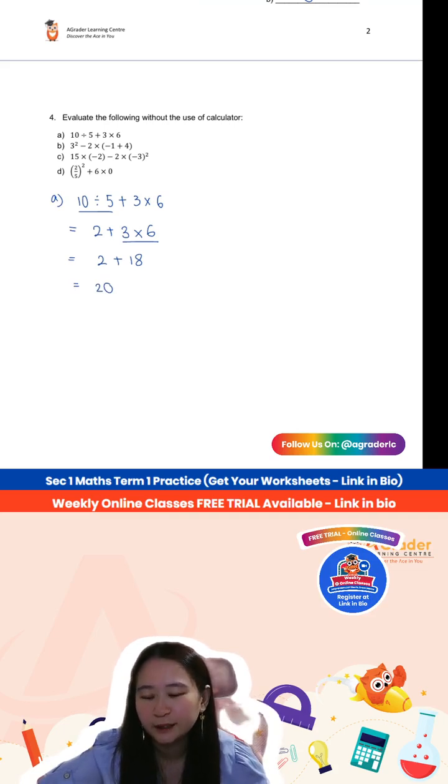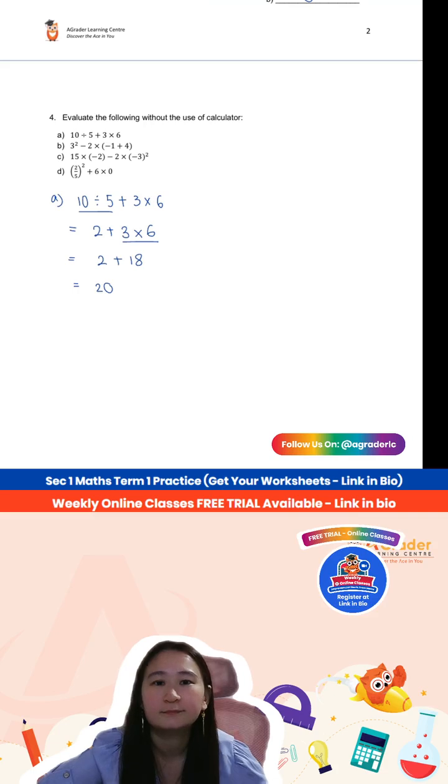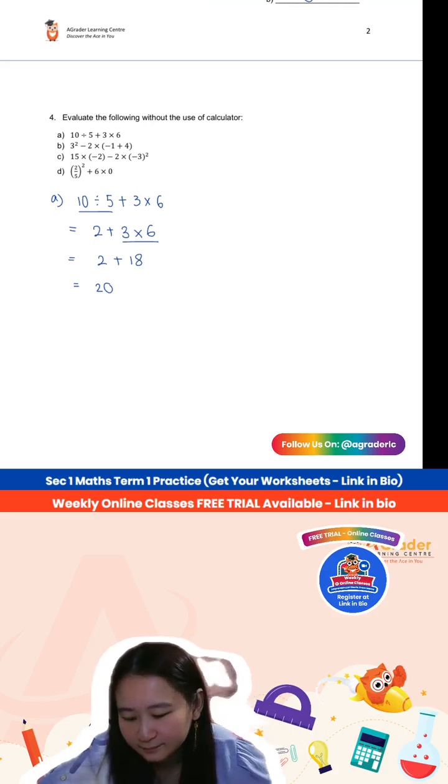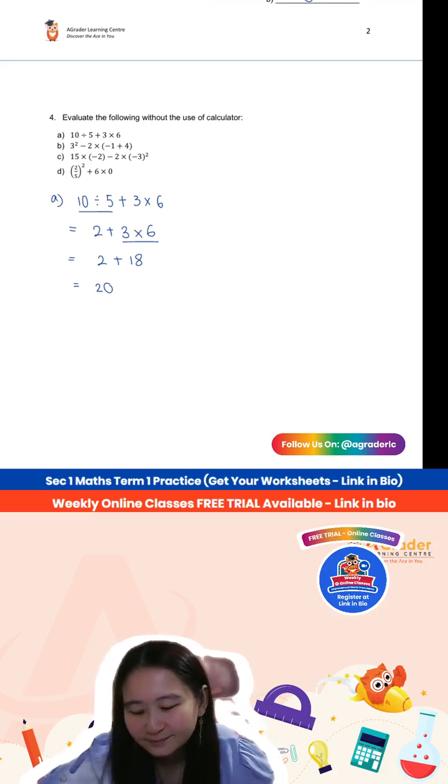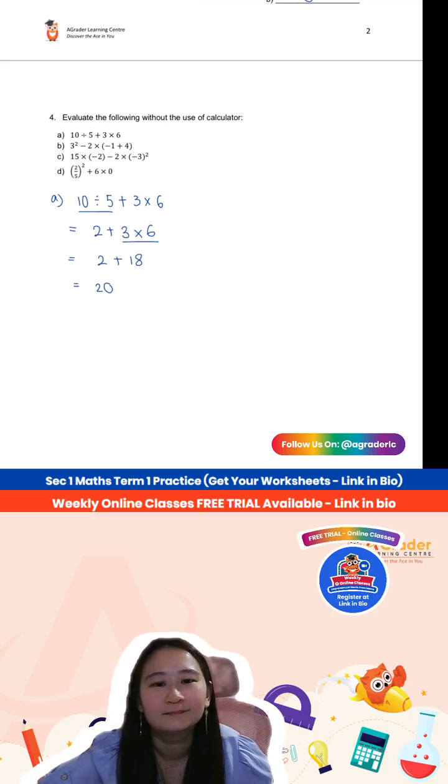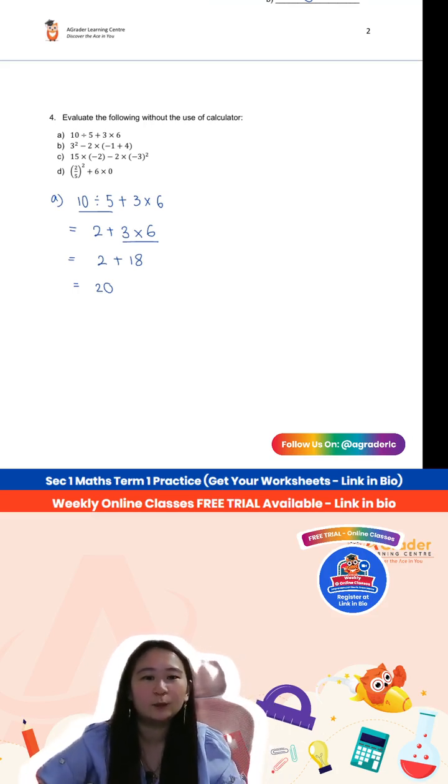Yep, negative 48 is correct. Yep, 4a is 20. Square means you times itself again. You multiply by itself.